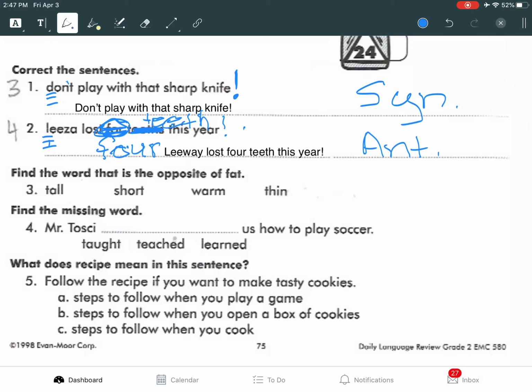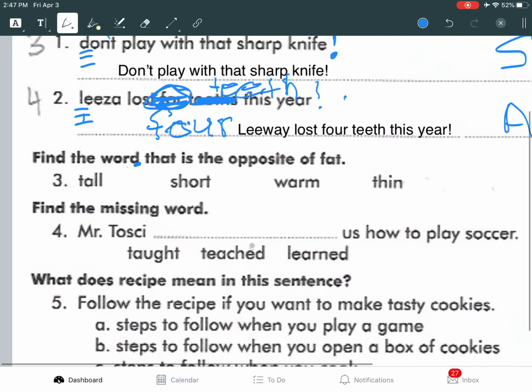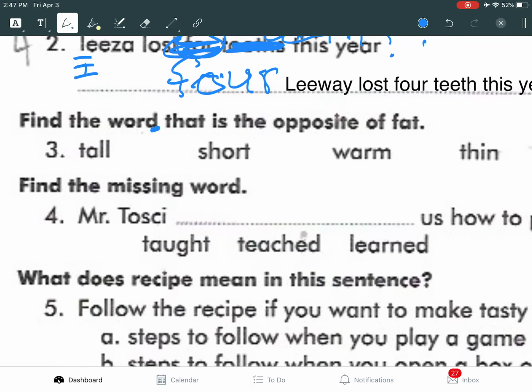Number 3. Find the word. Notice it says word, so that means you're only going to choose one answer. Find the word that is the opposite of fat. What is the opposite of fat? We have tall, short, warm, and thin. What is the best word that is the opposite of fat? The best word would be thin. All right, so words that are the opposites, that big fancy word is antonym. I abbreviated it there. And it shouldn't be capitalized. I apologize for capitalizing it because it's not a proper noun.